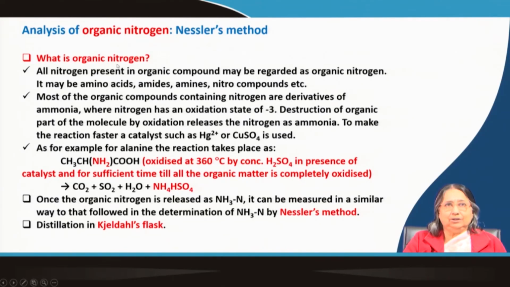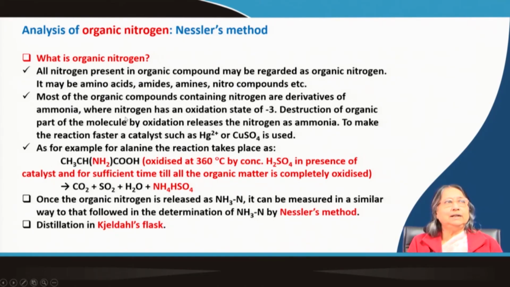Now, what is organic nitrogen? You can apply the same method, Nessler's method, to determine organic nitrogen also. Now, you have to know what organic nitrogen is. All nitrogen present in organic compounds may be regarded as organic nitrogen. It may be amino acids, amides, amines, nitro compounds, or proteins. Most of the organic compounds containing nitrogen are derivatives of ammonia.